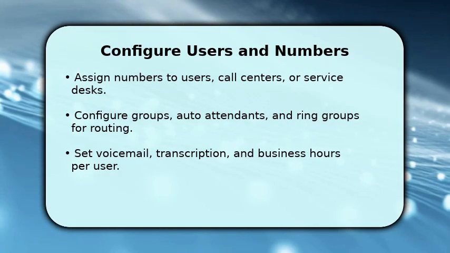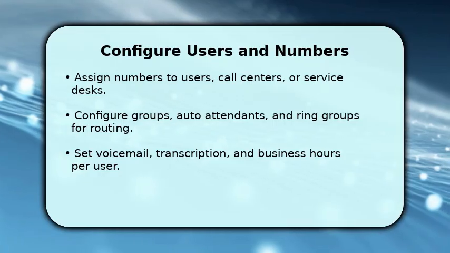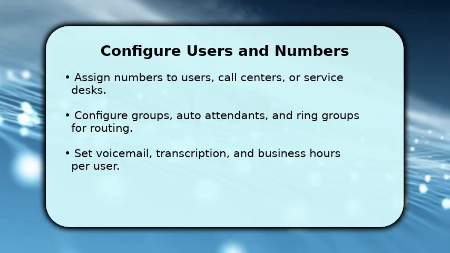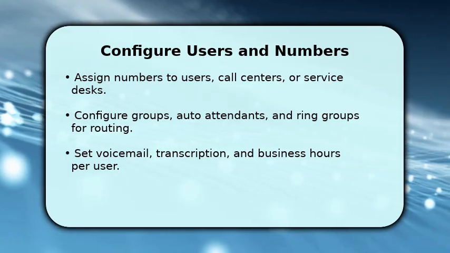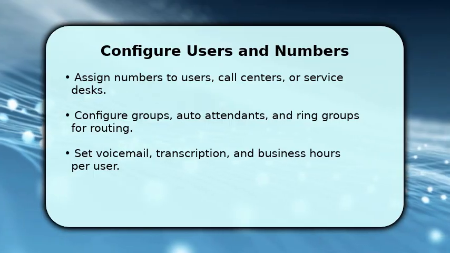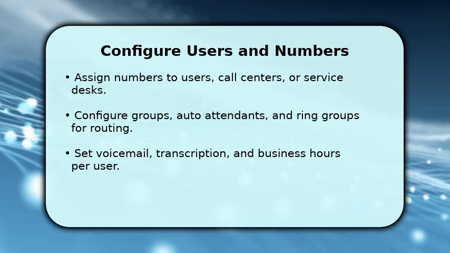Now assign numbers to individual users and shared resources so calls reach the right people. Once assignments exist, build auto attendants and ring groups to automate routing and reduce missed calls. This helps scale when traffic spikes.